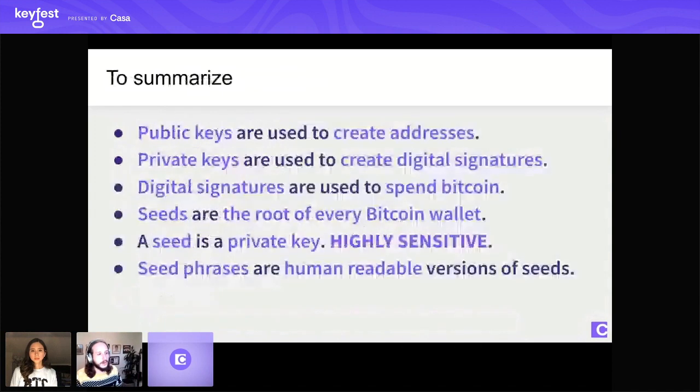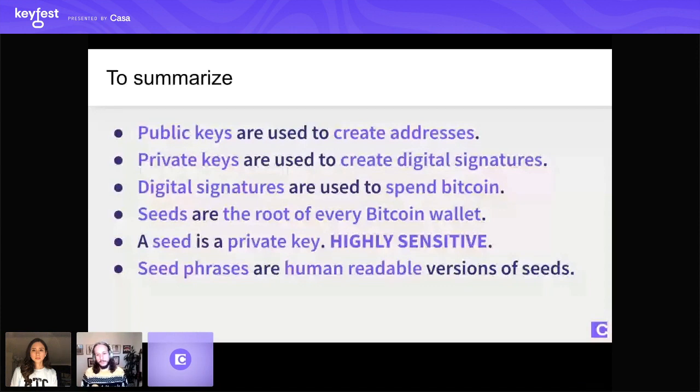To summarize our workshop here today, public keys are being used to create addresses. Those private keys, which correspond to the public keys, are used to create digital signatures. Digital signatures are used to spend and move Bitcoin. And at the root of every Bitcoin wallet, we have a seed, which is essentially a private key. So that private key is really the key to the kingdom. It's highly sensitive and it should be protected.